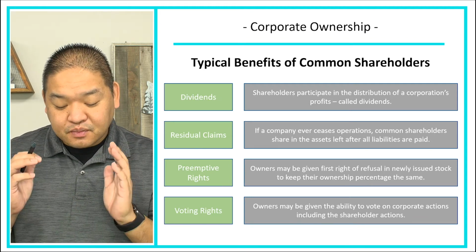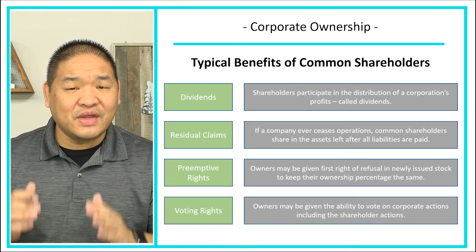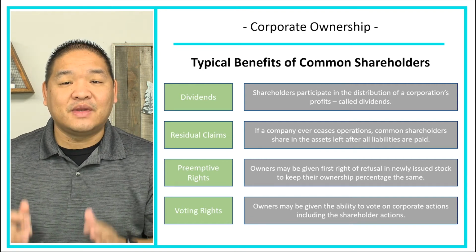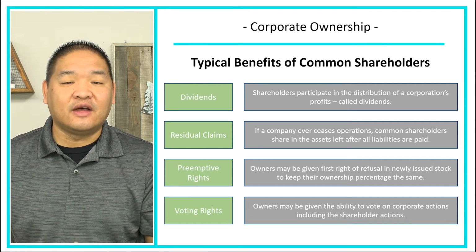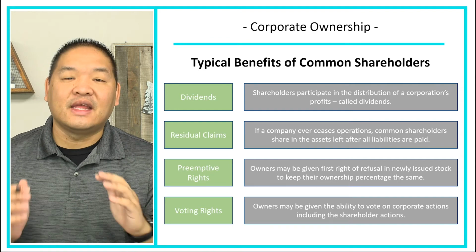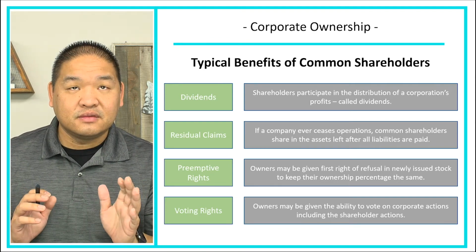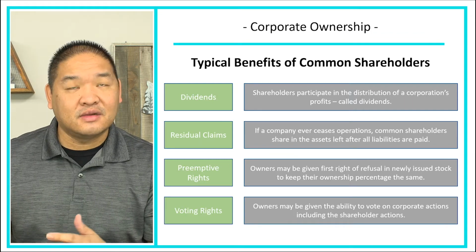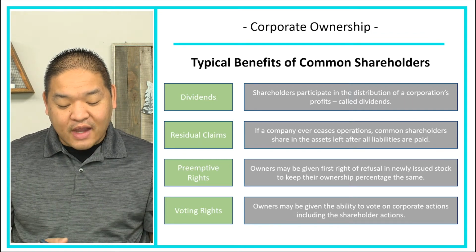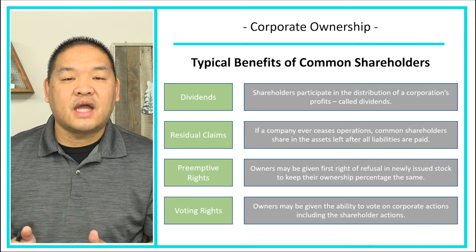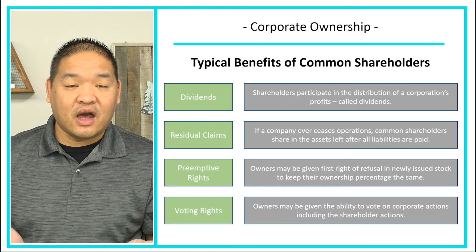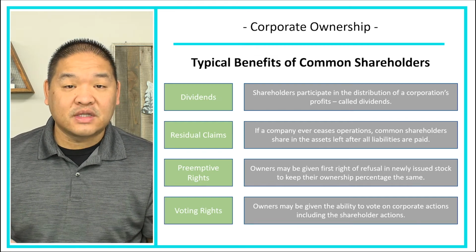Residual claim, again, like I said, doesn't really happen. And the reason why it doesn't really happen is companies don't liquidate themselves at the height of success. They liquidate themselves at the lowest of success, I guess. Preemptive rights, typically this is not written out of common stockholder benefits.